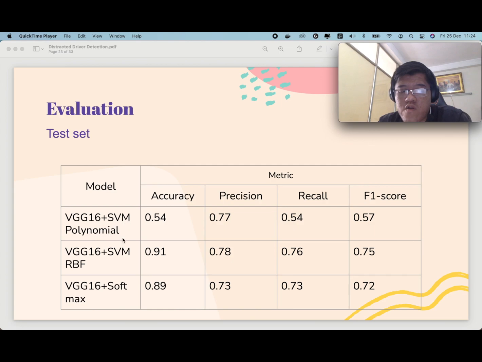When we use the SVM polynomial kernel, the result is not good. You can see here, the accuracy, recall and F score are about 0.5457. But when we use SVM with the RBF kernel, the result is better than the polynomial kernel. Its accuracy is 0.91 and the F score is 0.75. Softmax, which we use to train with VGG16, has an accuracy of 0.89 and an F score of 0.72. In the future, we will use other feature extraction like ResNet50 or Inception to get better feature extraction.